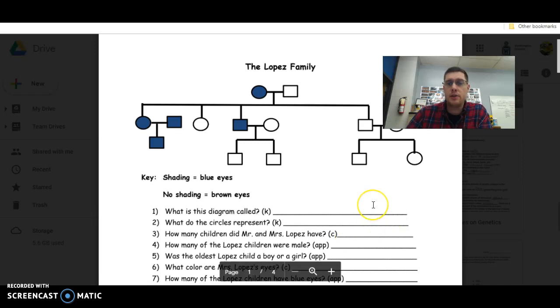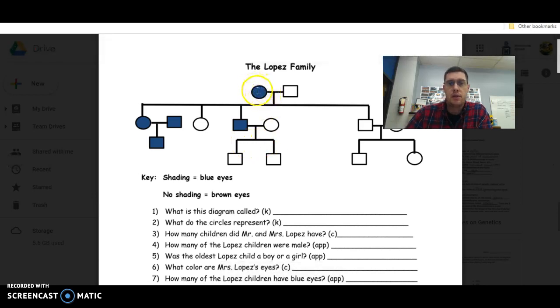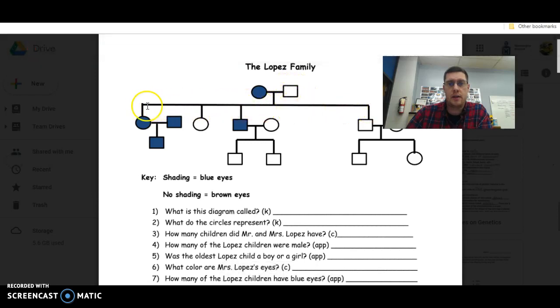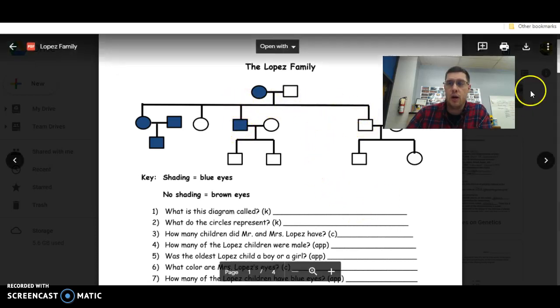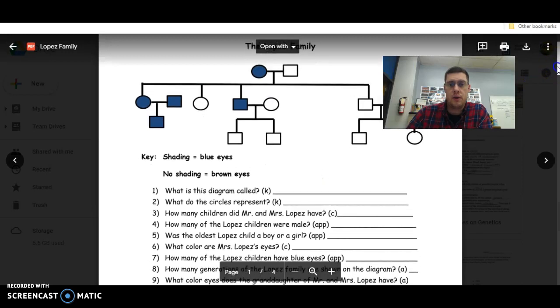How many of the Lopez children have blue eyes? We are on number 7. Mrs. Lopez, Mr. Lopez, here are their children right here connected to this line. Just count how many connected lines have shaded shapes. 1, that's not shaded. 2, and that one's not shaded. So 2 of their kids have blue eyes. Now let's scroll down just a skosh so I can see what else is next.